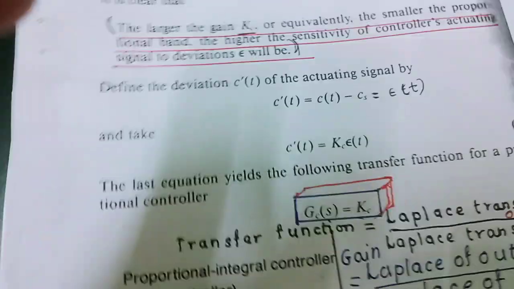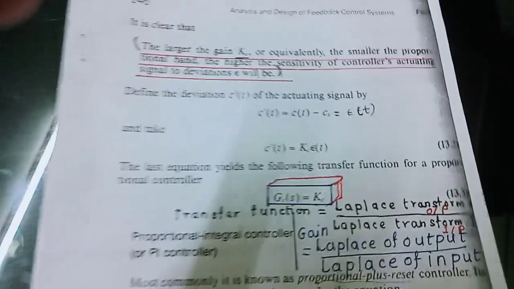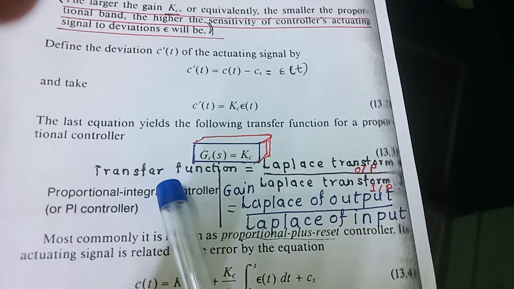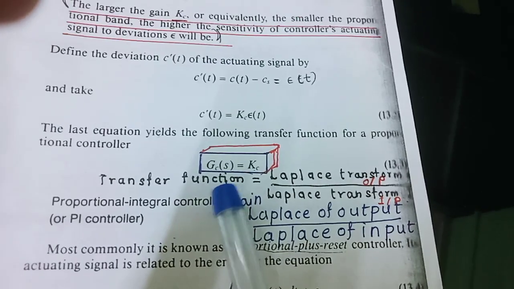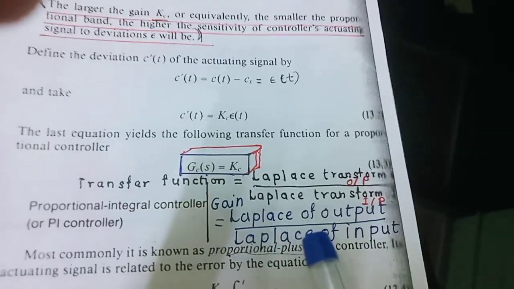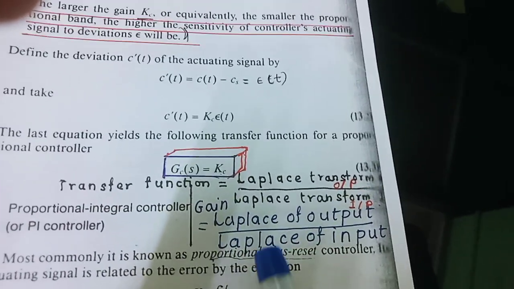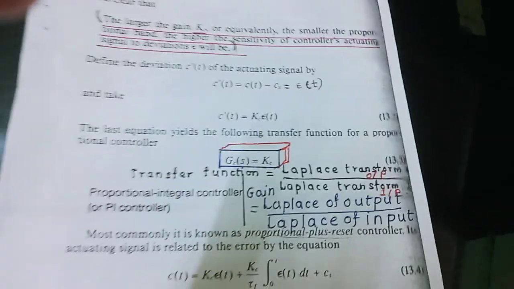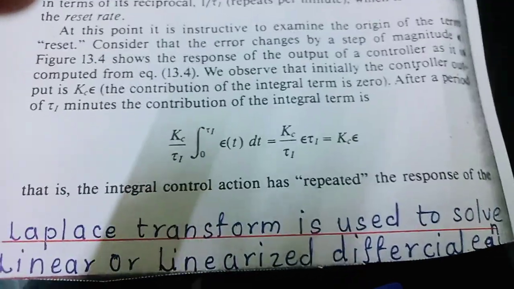Now coming to the transfer function of the proportional controller. Transfer function G(s) is defined as the Laplace transform of the output divided by the Laplace transform of the input. This Laplace transform is used to solve linear or linearized differential equations.